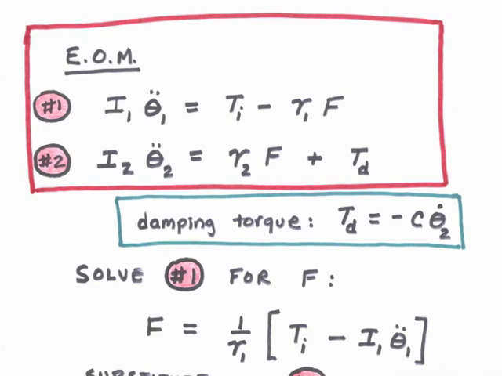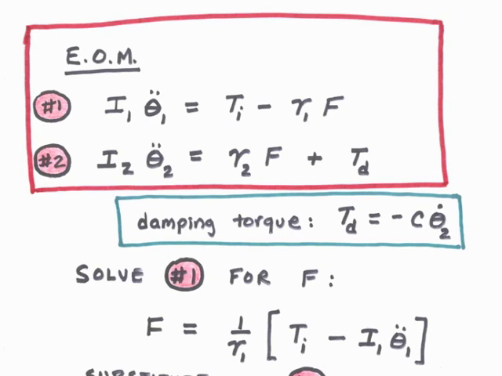From the free body diagrams, we can write the following equations of motion. For the motor shaft, we have I1 times theta 1 double dot equals T sub I minus R1 times F. And for the turret, we have I2 times theta 2 double dot equals R2 times F plus T sub D.